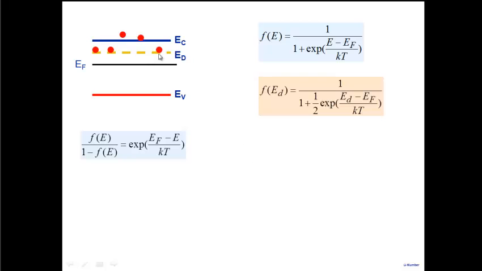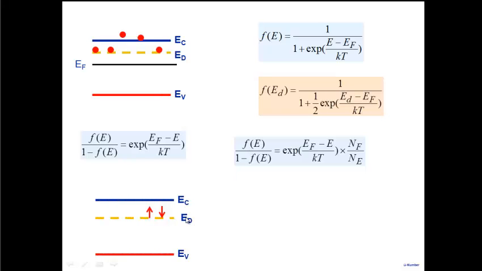Let me generalize this slightly differently. The probability of occupation of a state divided by the probability of non-occupation of a state is this factor here. But then I introduce another factor: the number of ways in which you can fill a state and the number of ways in which you can empty that state. You can imagine the probability will get affected by it. If there are more ways of filling a state than emptying it, then the probability will change here. Let me explain what is happening.